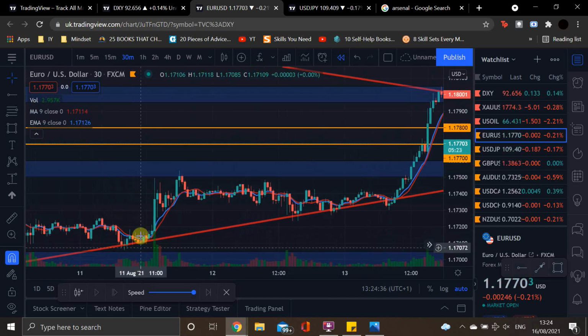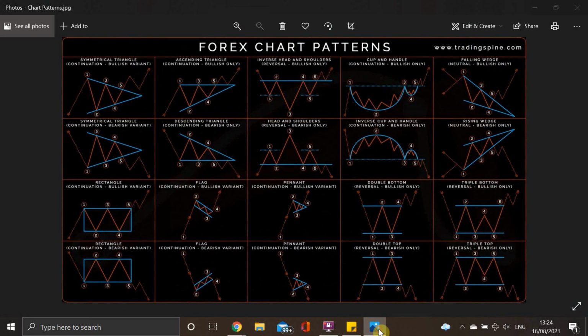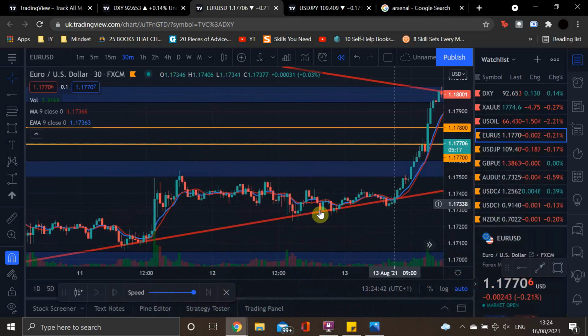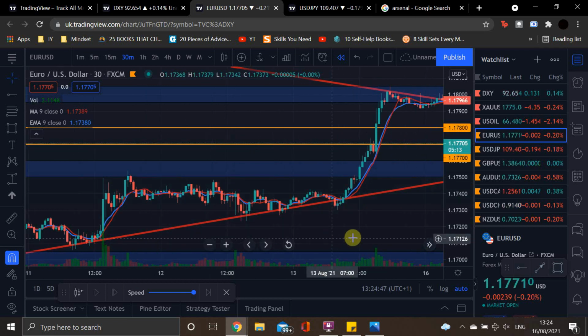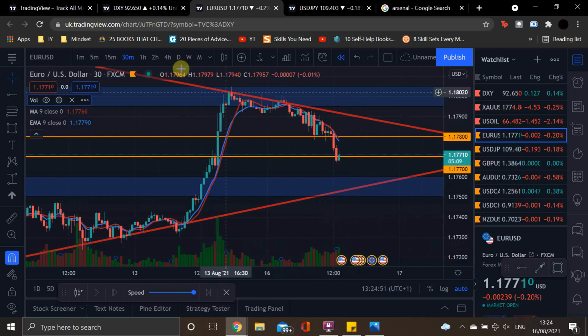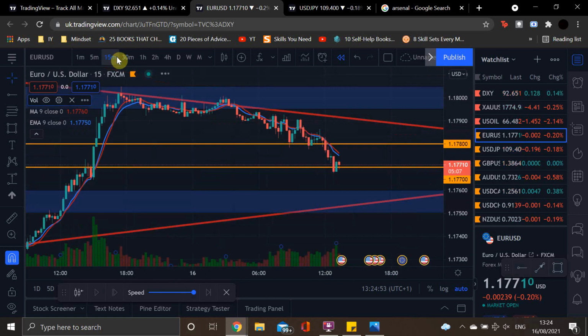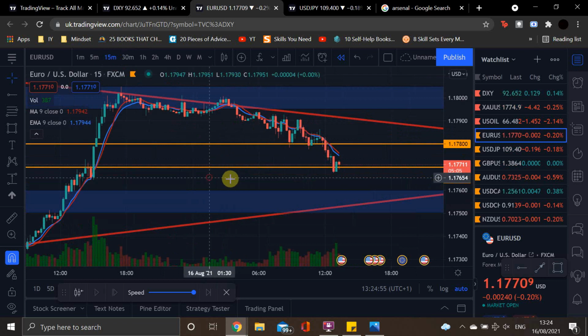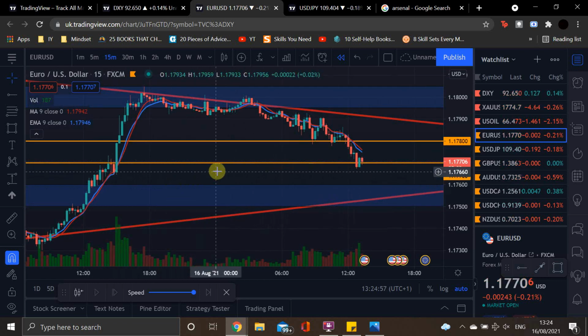Look, that was a symmetrical triangle. That was an ascending triangle. Number 1, number 2, top, and then broke out. It's just all about how you see the market, to be honest. It's all about how you see the market. But yeah, let's wait. Let's be patient.